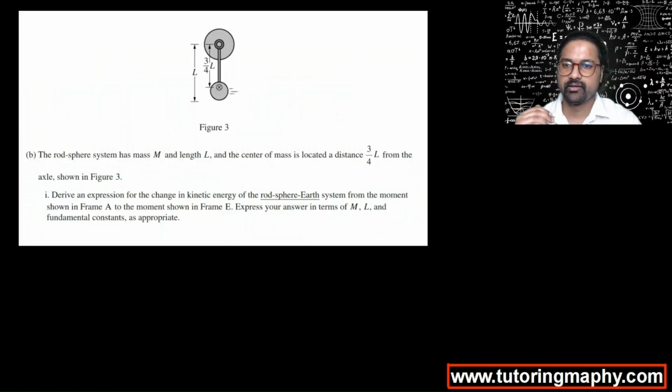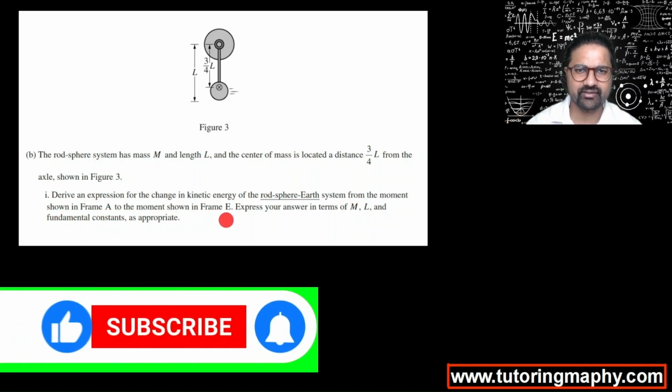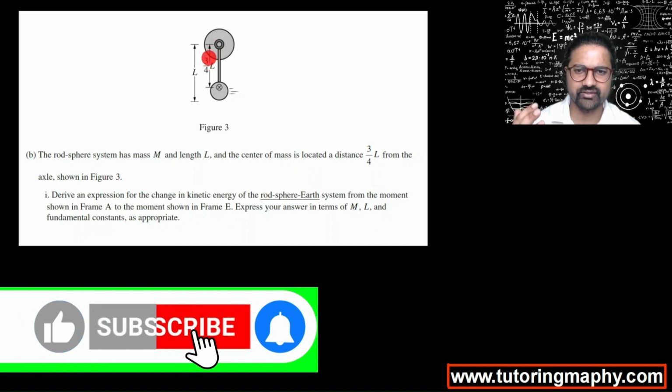All right. Some dimensions are given to us: the center of mass is at 3L/4 distance from the center. The rod-sphere system has a mass m and length L. Derive an expression for the change in kinetic energy of the rod, sphere, Earth system from the moment shown in figure A to the moment shown in figure E. We just did that, right? Except for the fact that we didn't take this h into account.